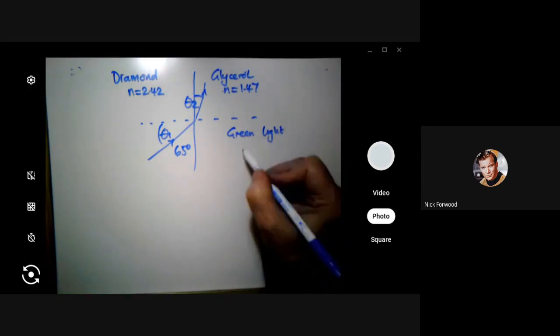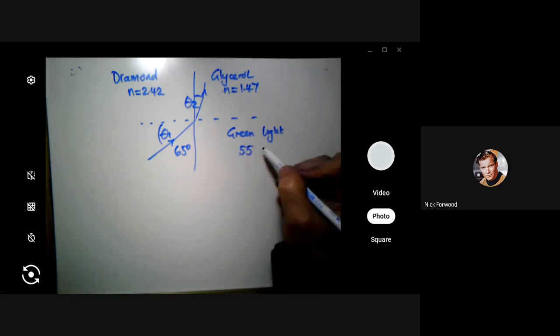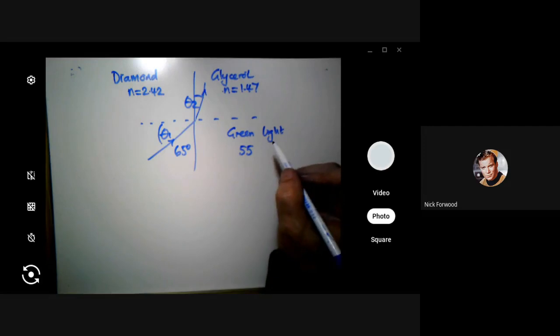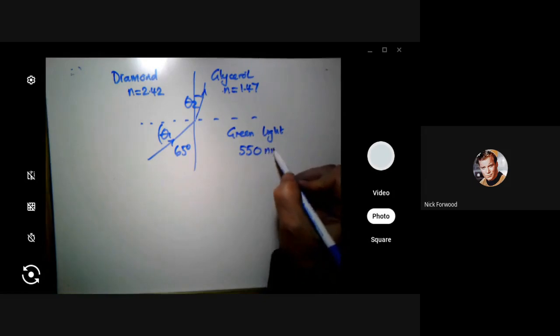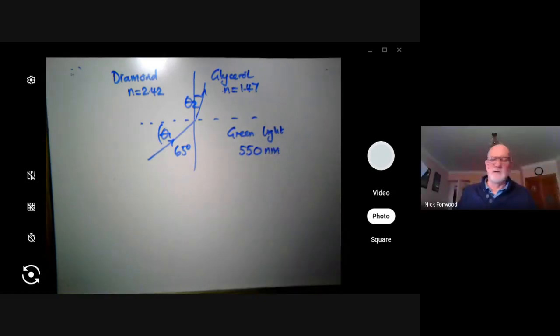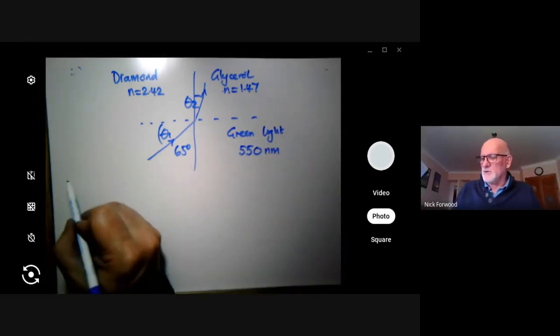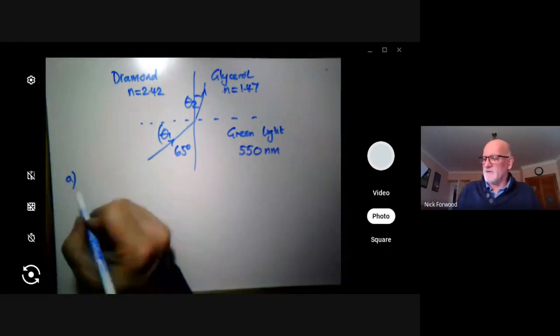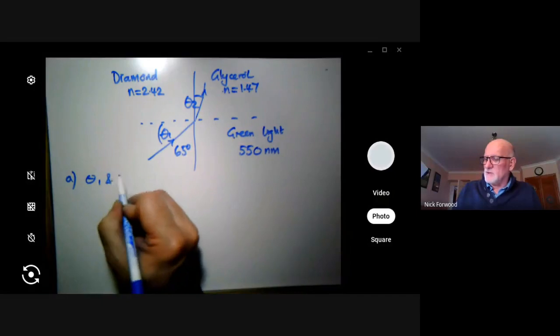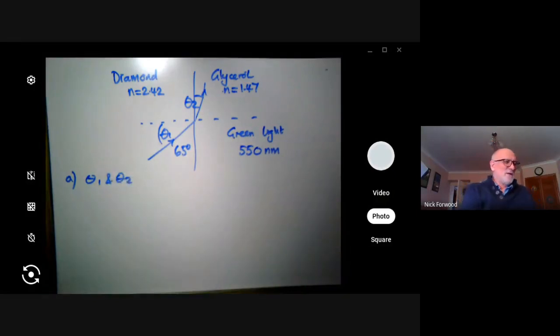Green light has a wavelength. There's a number of different wavelengths that you'll find in the data table, but you'll be told which one to use, or they'll give you a specific number. 550 nanometers is the wavelength of the green light. What are we going to do? It's all letters this time. A, we're going to find theta 1 and theta 2. You should be well clued up now as to what to do.